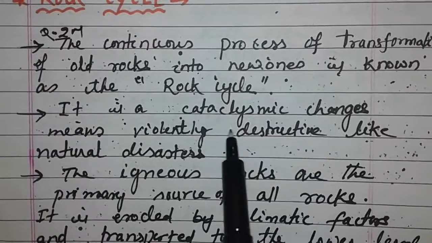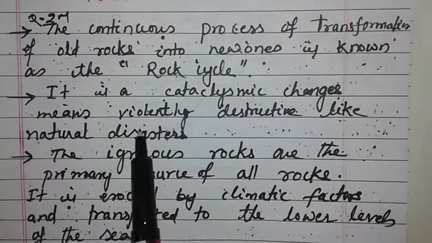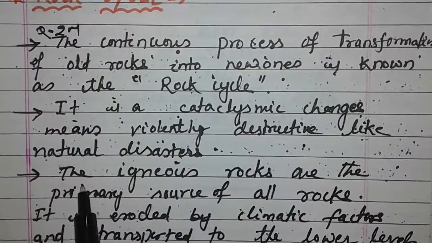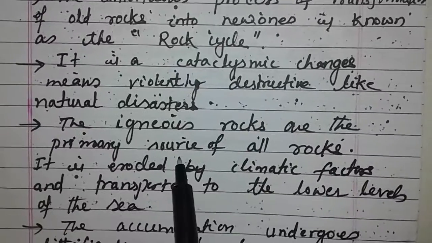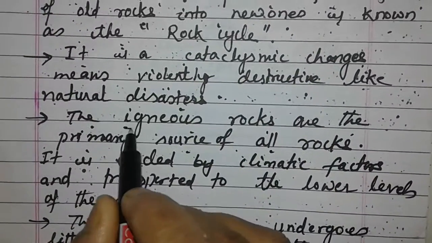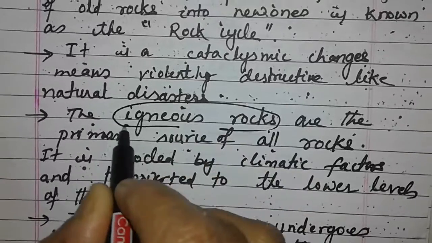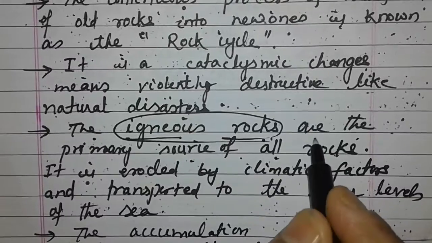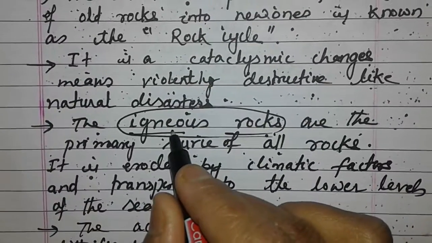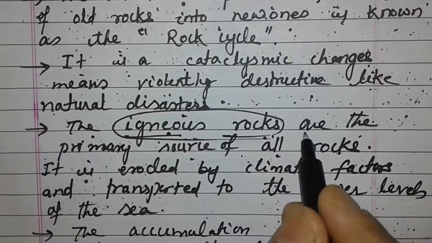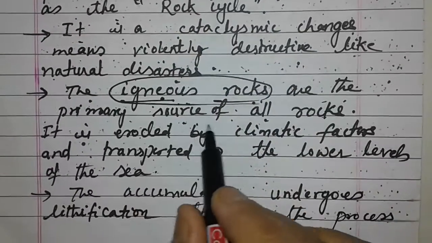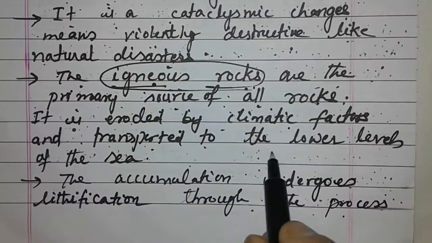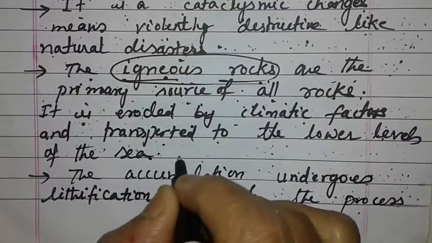Next point, it involves cataclysmic changes, meaning violently destructive, like natural disasters. The igneous rocks are the primary source of all rocks, meaning the igneous rocks are the parental rocks. From this all the rocks are derived or formed, and again they reach the previous parent rock, that is the igneous rock. It is eroded by climatic factors and transported to the lower levels of the sea level.